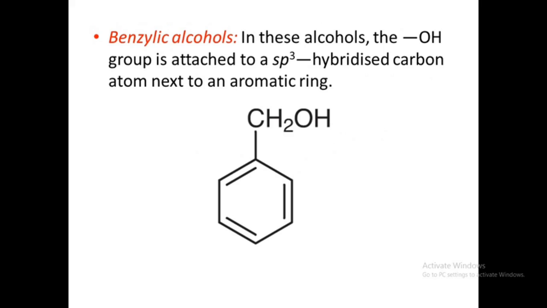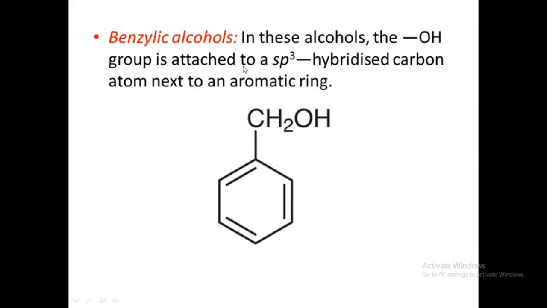And then another type is benzylic alcohol. In this case, the OH is again attached with an sp3 hybridized carbon atom, but that sp3 hybridized carbon is directly attached with a benzene ring or an aromatic ring. That means this carbon is called the benzylic carbon, and the OH group is directly attached with the benzylic carbon. Hence the alcohol is known as benzylic alcohol.